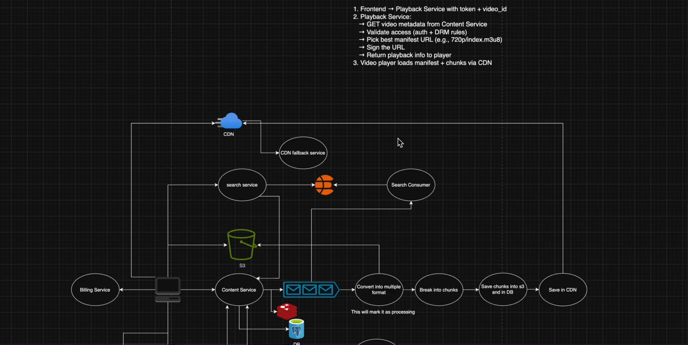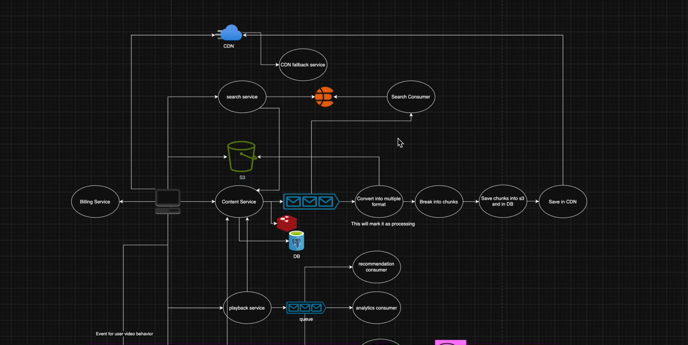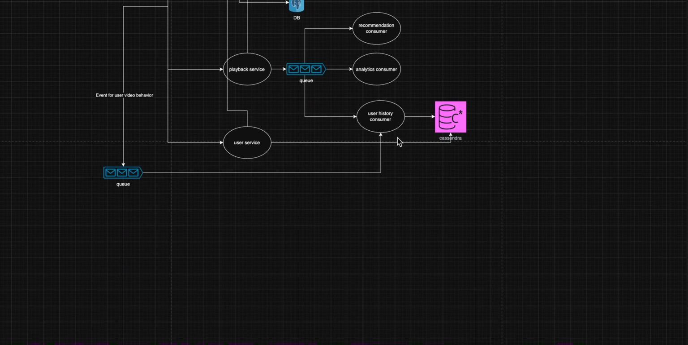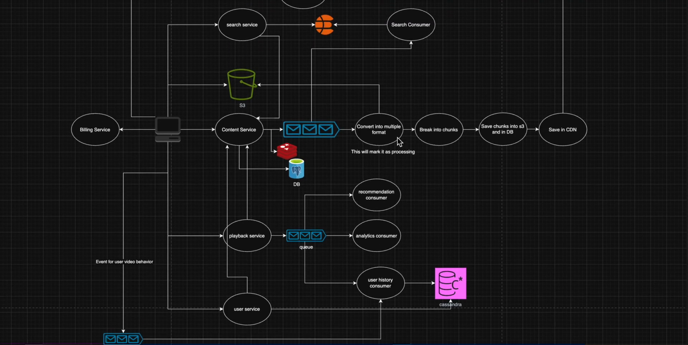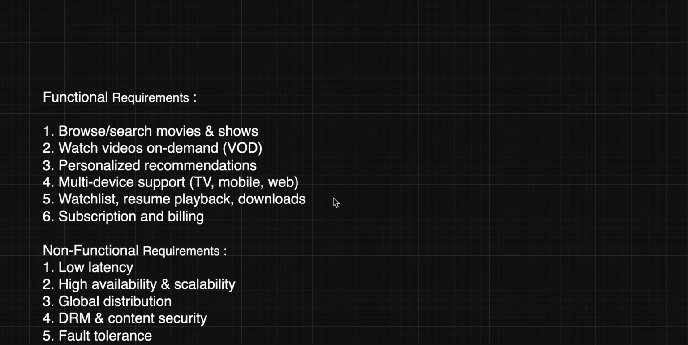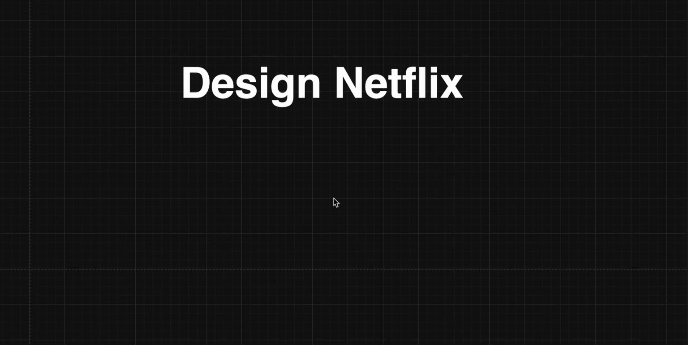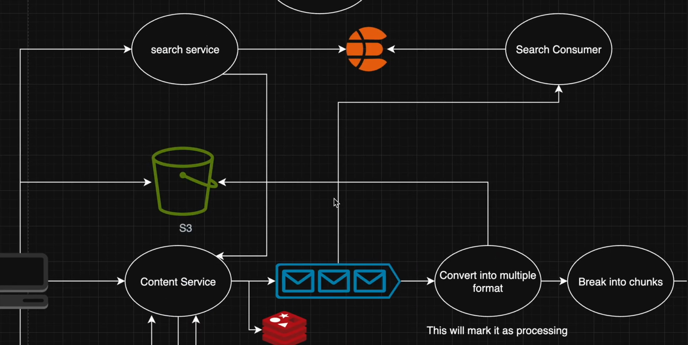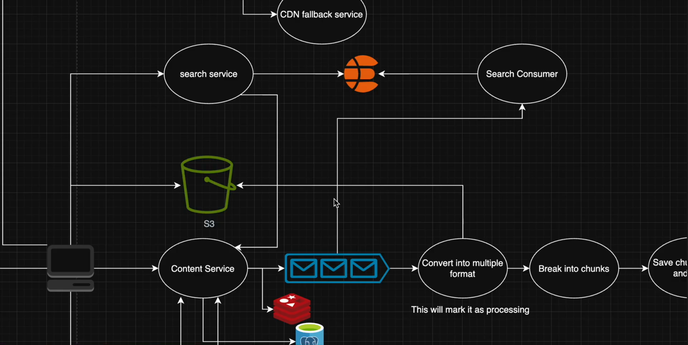Okay, so like this we can build our Netflix or video streaming platform. I think we have covered all the functional and non-functional requirements here. We have covered a lot of topics, like the use of CDN, S3, how video is uploaded, and how it is played. A lot of concepts were used here.